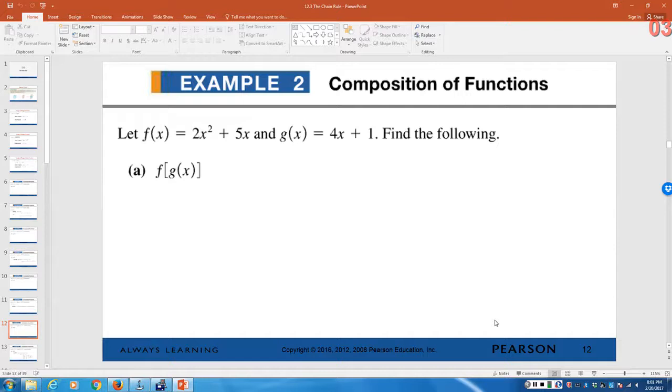If I ask you what is f of g of x, and that's actually the way that you say that, f of g of x, basically g of x is taking the place of x in f. So what you want to do is take 4x plus 1 and put it in for this x and put it in for that x.